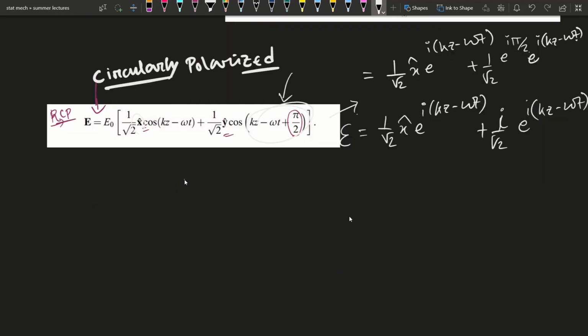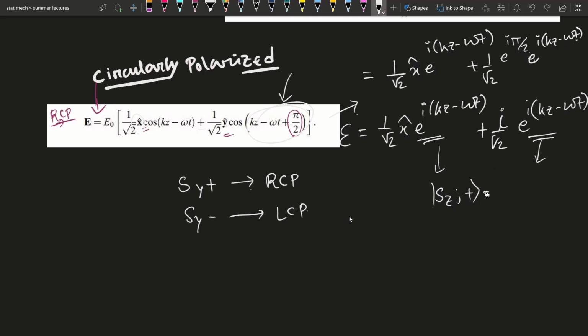Now if you make the analogy of the SY plus state, the spin state of that silver atom, with the right circularly polarized light, and SY minus with the left circularly polarized light, for left circularly polarized you have to only put a minus sign here. Just by analogy you can understand that these things are the Sz components. So this is Sz plus, this is Sz minus, and this minus is for left circularly polarized.